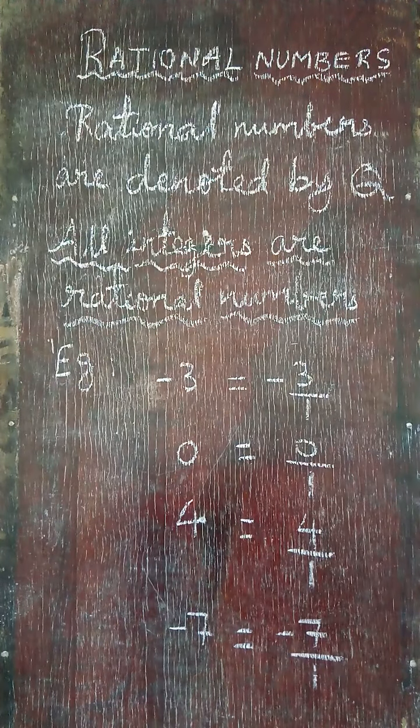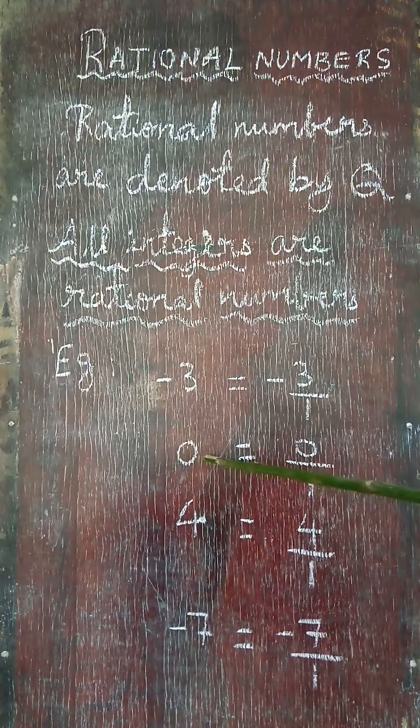I have taken some integers. இங்க பாருங்க -3, 0, 4, -7 இதெல்லாம் integers. இந்த integers எல்லாம் நம்ம rational numbers எழுதலாம். -3 நம்ம எப்படி எழுதலாம்னா -3 divided by 1. So a by b formula இருக்கு, b is not equal to 0. a பார்த்தீங்கன்னா -3, b வந்து 1. So -3 by 1 ன்னு எழுதலாம். So integers are also called as rational numbers.